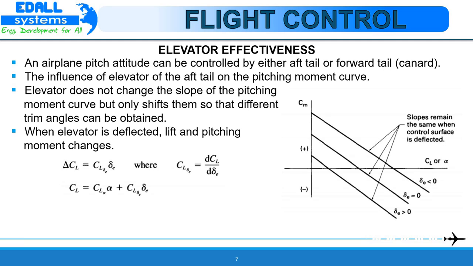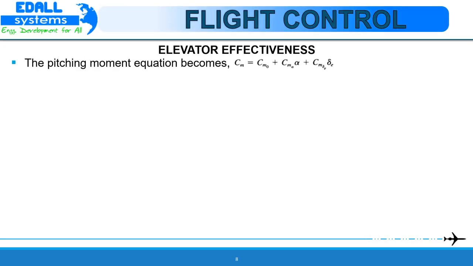On the other hand, the change in pitching moment acting on the aeroplane can be written as delta Cm equals Cm delta E into delta E, where Cm delta E equals dCm by d delta E. The stability derivative Cm delta E is called the elevator control power. The larger the value of control power, the more effective the control is in creating the control moment. Adding delta Cm to the pitching moment equation yields Cm equals Cm naught plus Cm alpha into alpha plus Cm delta E into delta E.